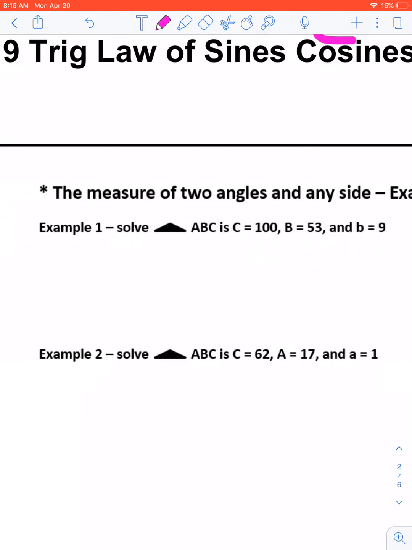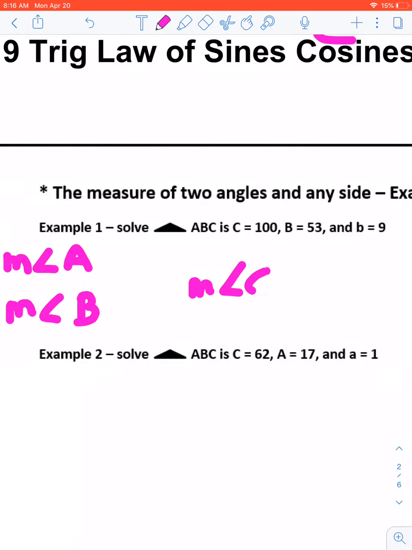So they want to know the measurement of angle A, the measurement of angle B, and the measurement of angle C. Well, we know C is 100. We know B is 53. And it's quite easy to find A, right? Because the measure of the angles of a triangle always add up to 180. So we do 180 minus 100 minus 53, and that gives me 27.